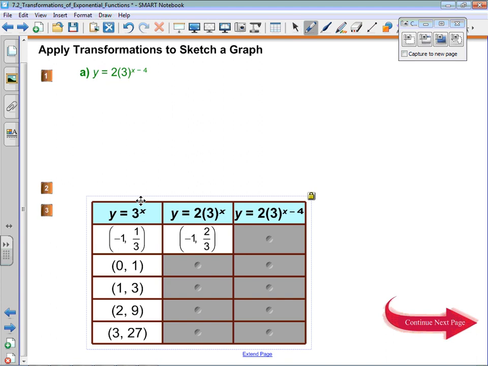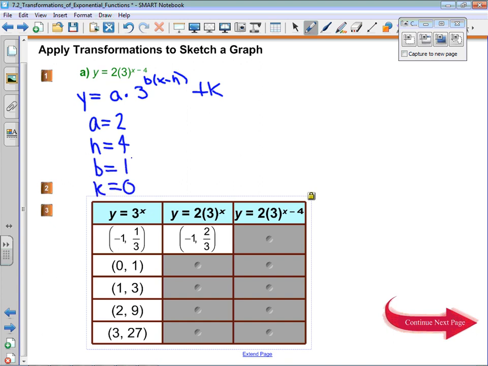So right off the bat, if we did compare this to using our transformations, we would see, hopefully, that for this particular question, the a parameter is 2, the h parameter is 4, the b parameter is 1, and the k parameter is 0. Now, both of these have no effect. But it is important that when b is 1, it doesn't affect the graph, and when k is 0, it doesn't affect the graph. That's an important distinction.